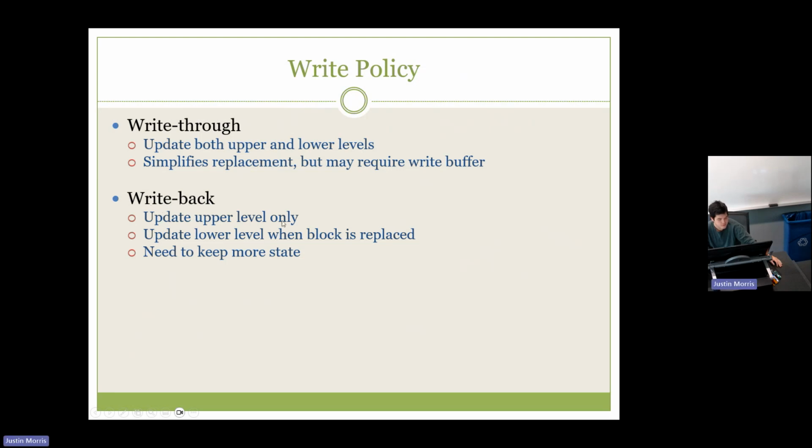Write back, this is what is typically used. It's updating the upper level only. And then we keep track of, was our data written to? They call it, along with the valid bits, the dirty bits. If it's dirty, that means it was written to. So that means that when you evict it from the cache, you need to write that back to memory in order to remember what that written data was. So we need to keep another state, just that dirty state.